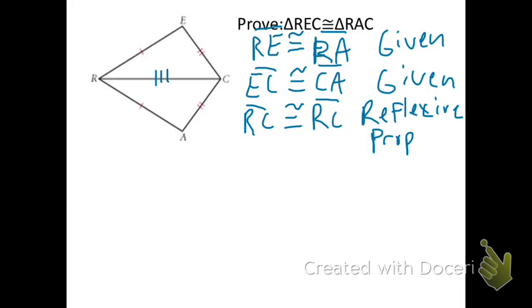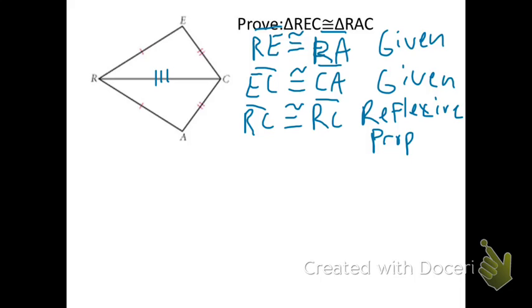Reflexive property. Now, when you think of the reflexive property, think of a reflection. When you look in the reflection, you see yourself. So saying like 1 equals 1, or x equals x, or RC equals RC is an example of the reflexive property because it's the same thing on both sides of the equation. You could also write same segment. That would be another good argument.